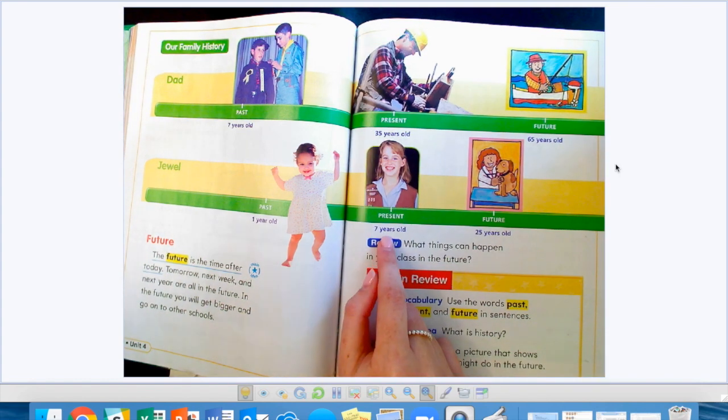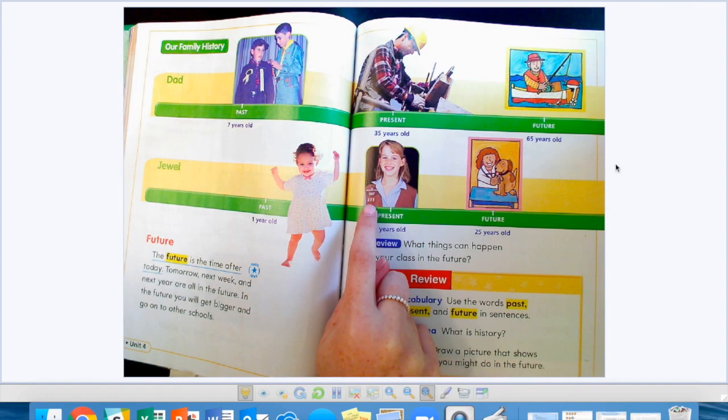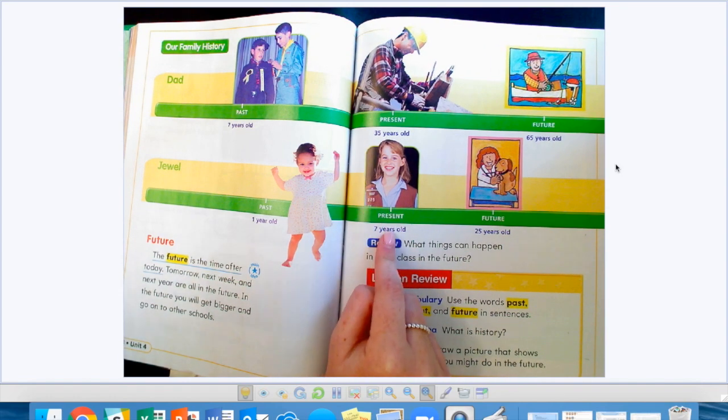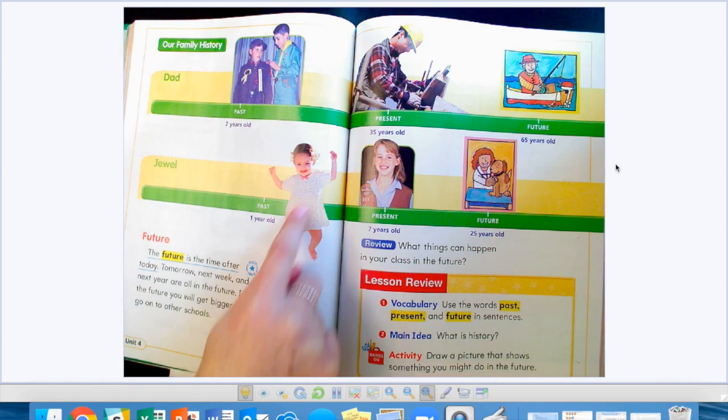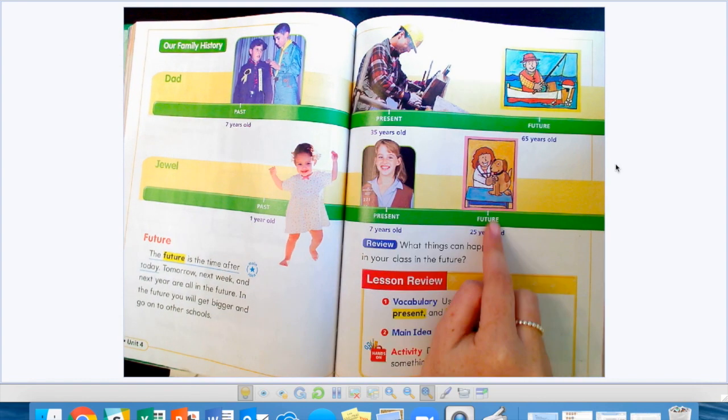This is someone who is your age. Right now, she is 7, and it looks like she's part of a Girl Scout troop. In the past, she was 1, and she was learning how to walk. And in the future, she wants to be a veterinarian.